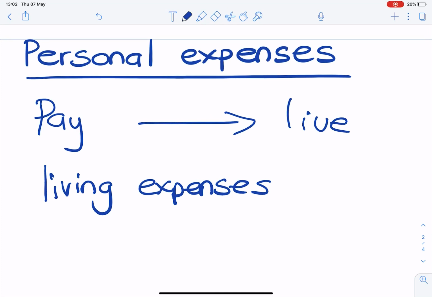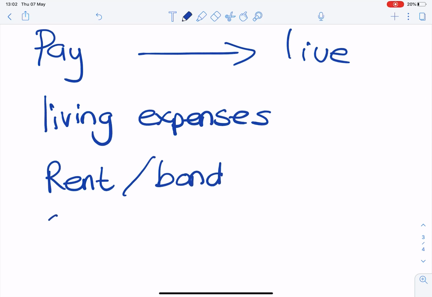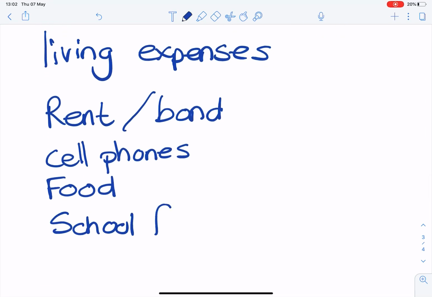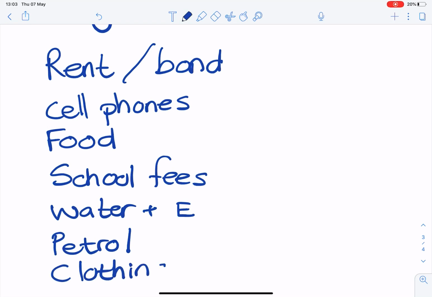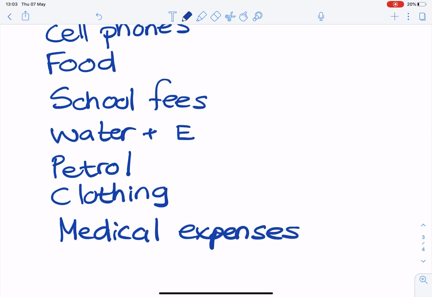But most people would have to pay for things like rent, or their bond on their house. Most people would pay for their cell phones, for food, school fees for their children, water and electricity, petrol and car payments, clothing, and last but not least, medical expenses. Those are just a few of the examples of personal expenses.